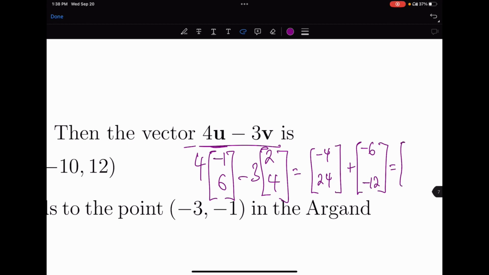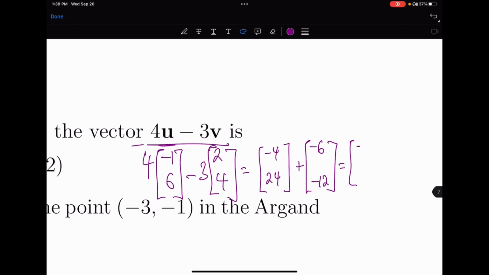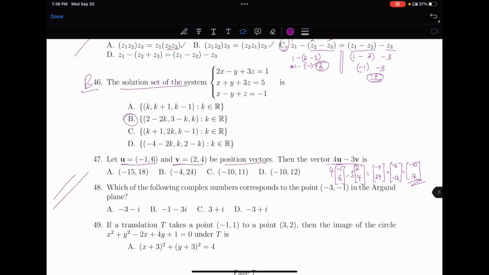Okay, this is what? Negative 4 plus negative 6, that is negative 10. And 24 minus 12, that is simply 12. So this is it. Negative 10 comma 12. Therefore, the answer is D.